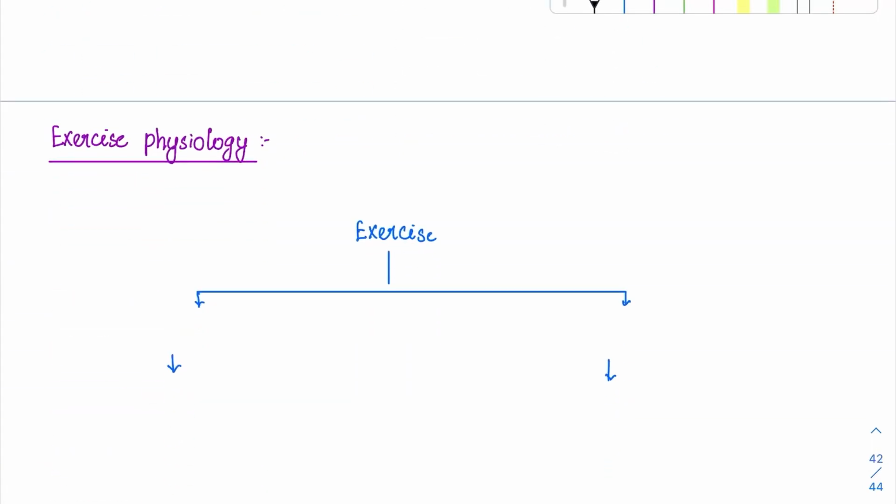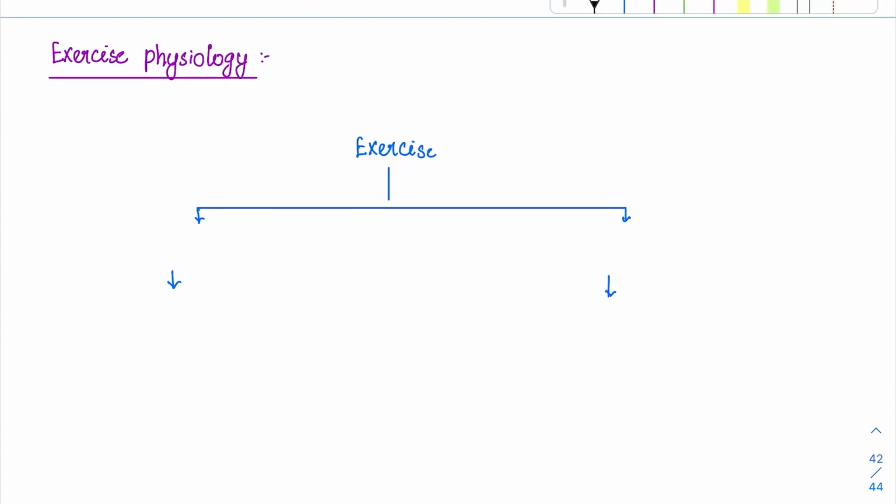Now coming to exercise physiology. In exercise, there will be respiratory changes as well as cardiovascular changes. But predominantly, most of the changes are happening in the cardiovascular system. So that's why we are discussing exercise physiology along with the CVS. Whenever a person is exercising, we can do two types of exercising.